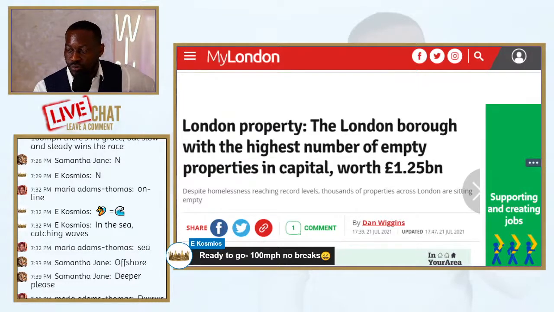This is an article from the 21st of July, literally three days ago. I'm going to read the headline to you. It says, London property: the London borough with the highest number of empty properties in the capital, worth 1.25, not million, billion pounds. Okay, I'm going to read that again, because some of you don't get this.